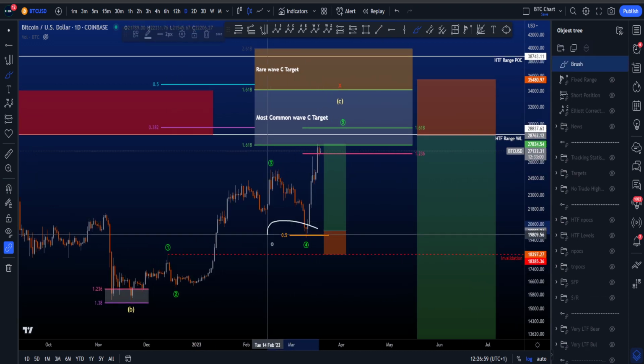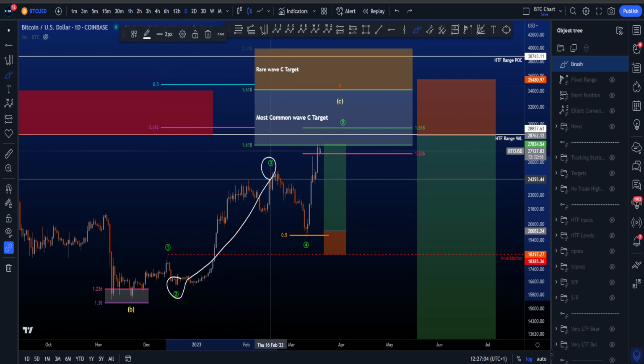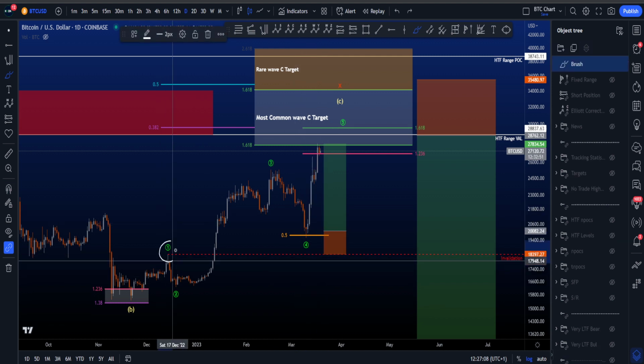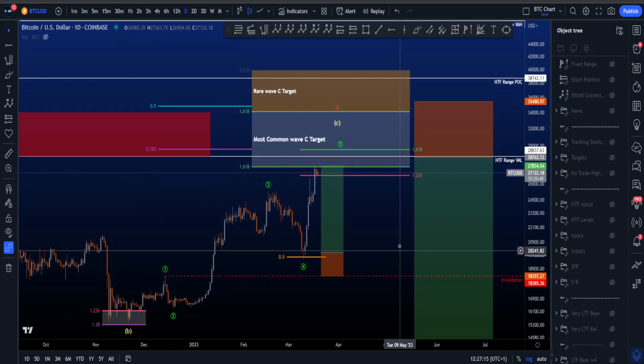Wave 4 bouncing perfectly on the 0.5 Fibonacci, taken from the low of 2 to the high of 3, which gave us the trading setup over here. Stop loss at the invalidation, which is the price action of wave 1, as a wave 4 is not allowed to enter the price action of wave 1, following the official rules of Elliott Waves.